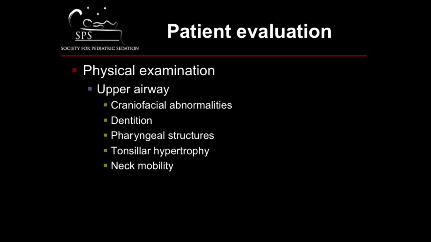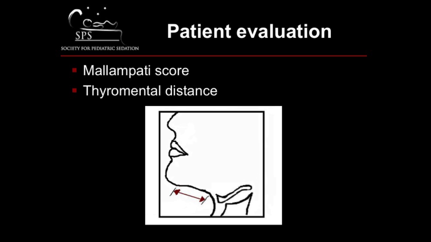In examining the upper airway, we are looking for findings that would limit our ability to keep the child's airway patent with positioning, suctioning, etc., and for factors that would limit our ability to rescue the child with bag valve mask ventilation and endotracheal intubation if needed. As such, it is important to evaluate for any craniofacial abnormalities, unusual dentition, alteration in pharyngeal structures, tonsillar hypertrophy, or limitations to neck mobility. The Mallampati score is the most often used system to evaluate the airway in cooperative adults, and we'll review that score two slides on.